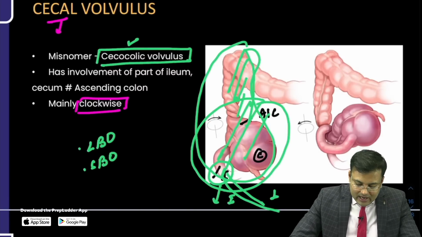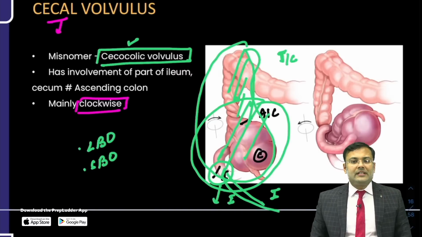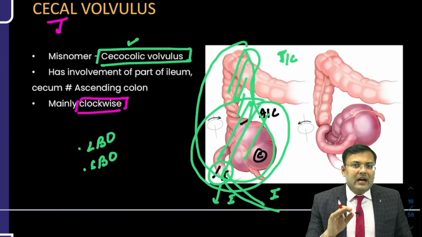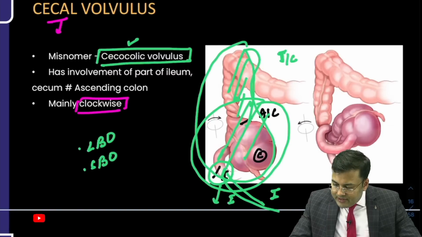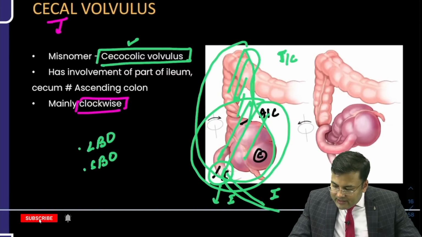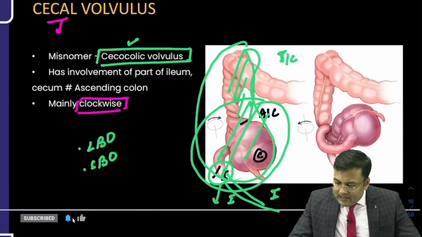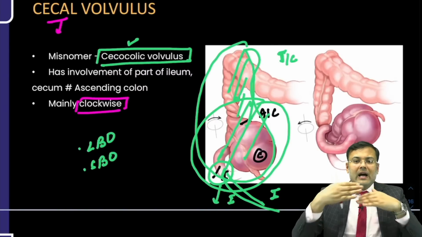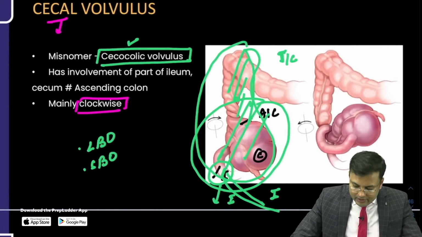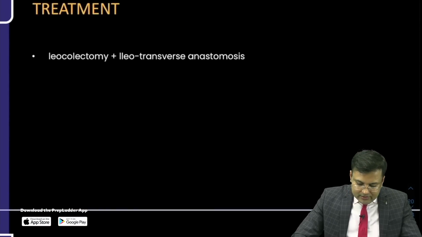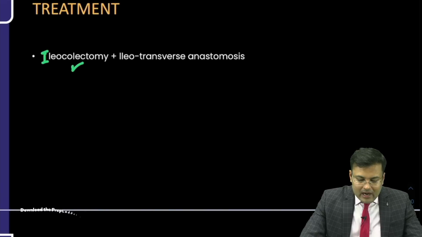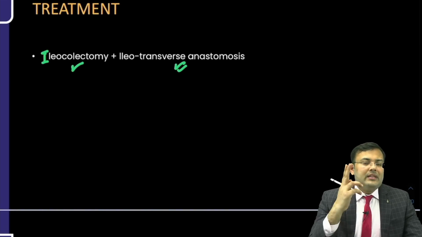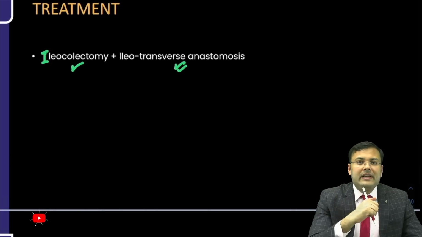I am left with ileum. I am left with transverse colon. So, what should be the name of anastomosis? Surgery is iliocolectomy. You tell me what should be the name of anastomosis. I am waiting for your response. Correct answer. Iliotransverse anastomosis. Clear? So, we perform iliocolectomy plus iliotransverse anastomosis. These are two volvulus which are frequently asked.